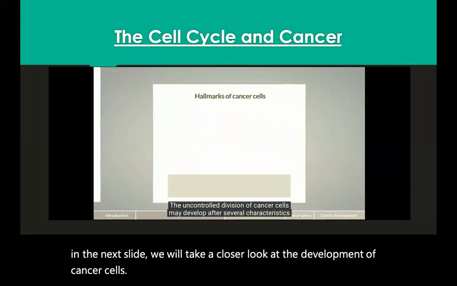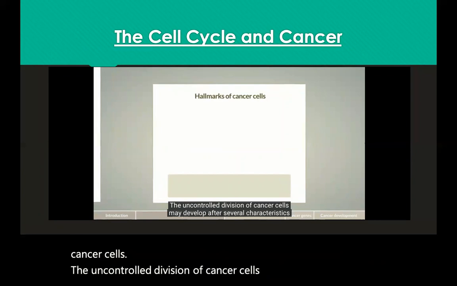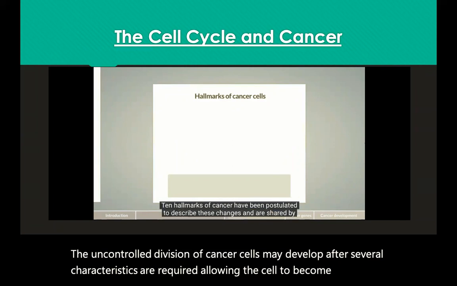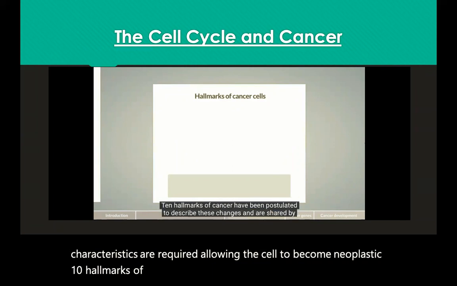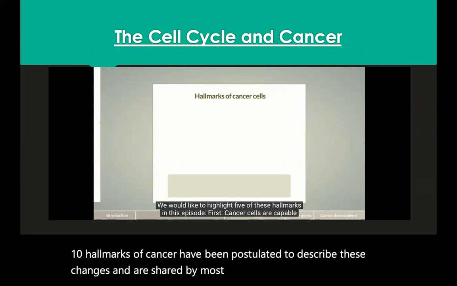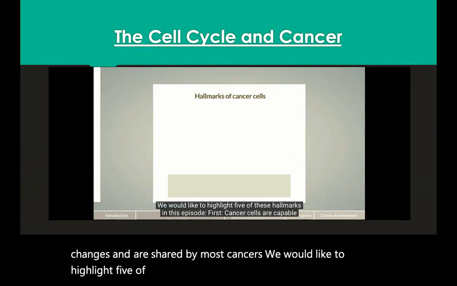The uncontrolled division of cancer cells may develop after several characteristics are acquired, allowing the cell to become neoplastic. 10 hallmarks of cancer have been postulated to describe these changes and are shared by most cancers. We would like to highlight 5 of these hallmarks in this episode.